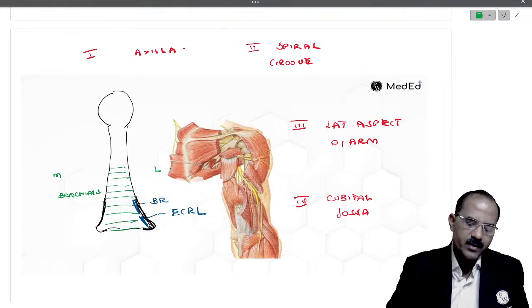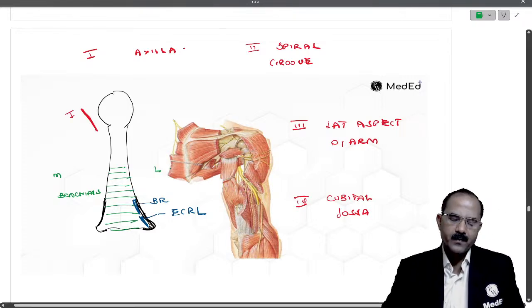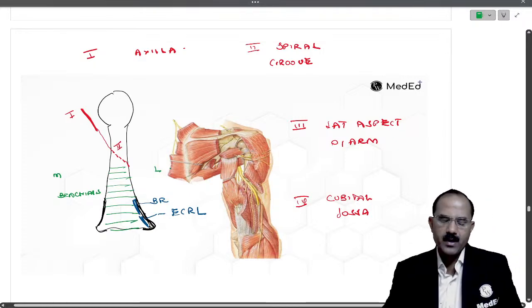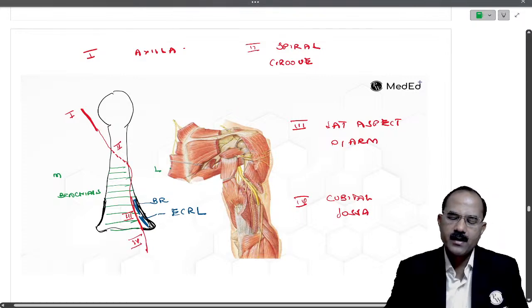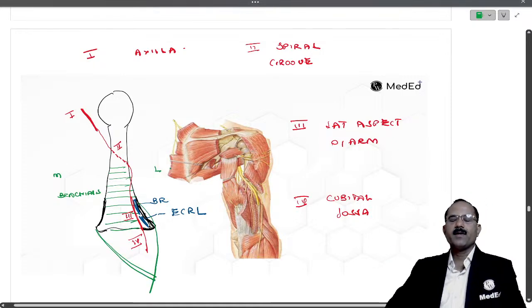So our radial nerve is first in the axilla. That's Roman number 1, in the axilla. Then the radial nerve enters into this groove here. What is this groove? Number 2 is the spiral groove. Then the radial nerve turns and comes here. What is this? The lateral aspect of the arm. And then it goes here. What is this going to be now? That's the cubital fossa. A brachioradialis, that's the pronator teres, that's the cubital fossa.